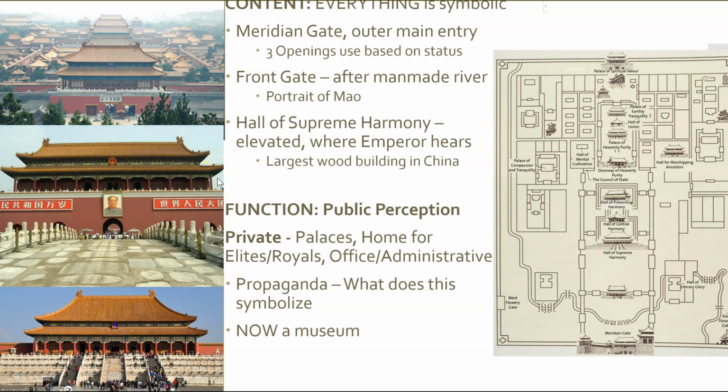All right, so the Meridian Gate. This is the one that we see in the top left image here, and it's what you see in the lowest part of the ground plan here. This is the outer gate, the main entry to the Forbidden City with that big wall around it.